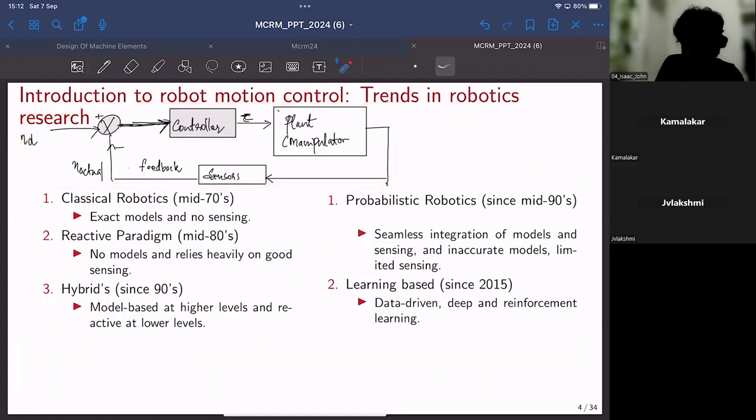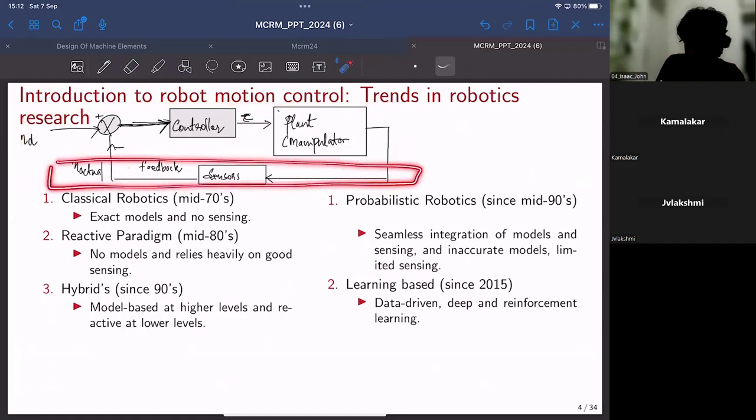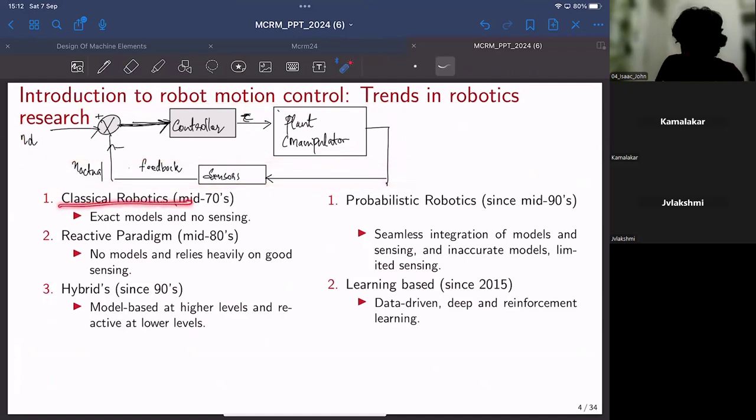And in the earlier case, we did not have this part. In the classical robot scheme, it was only a feed-forward network without any feedback. Then we go for this reactive paradigm that evolved during the mid-80s, where there are no models. We purely rely on sensing actually. So we completely discarded the impact of a model, and we fully relied on sensors.